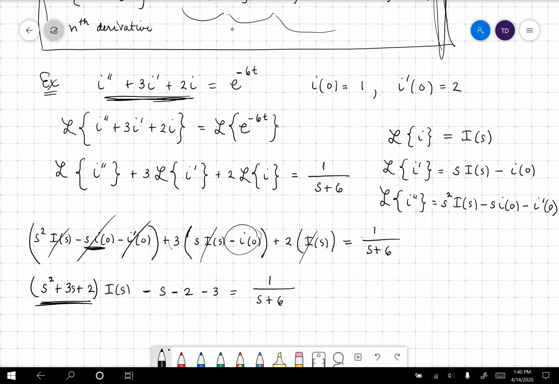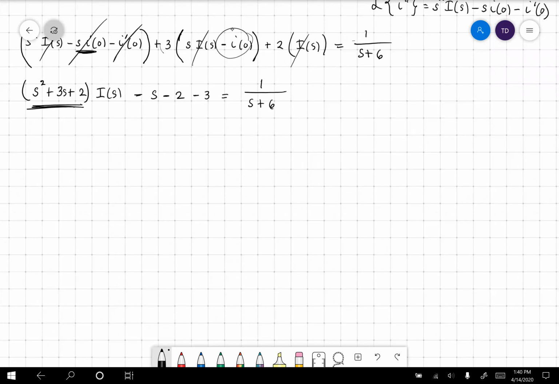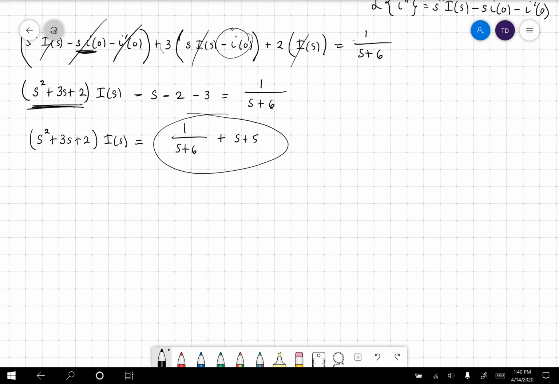So we're not going to spend a lot of time solving this because we don't know how to, but certainly we can do the following. s squared plus 3s plus 2 times I of s equals 1 over s plus 6. And then I'm going to add all this to the side, plus s plus 5. And what we would do is we just form a common denominator over here. And that's going to look like the following.